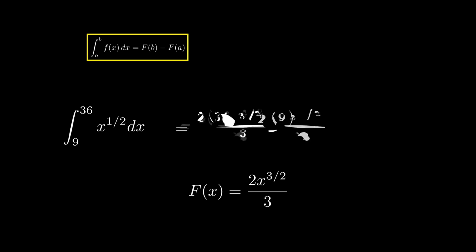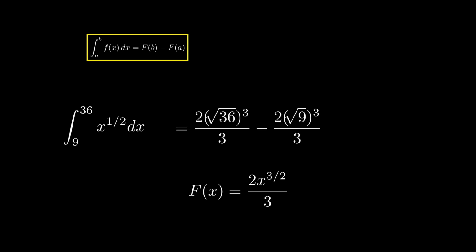If you want to know how you can rewrite fractions as exponents into roots, then you can watch my video about derivatives. I placed timestamps there so you can immediately skip to the part. Anyways. So we have 2 times 6 cubed divided by 3 minus 2 times 3 cubed divided by 3, which is 144 minus 18, and that is 126.